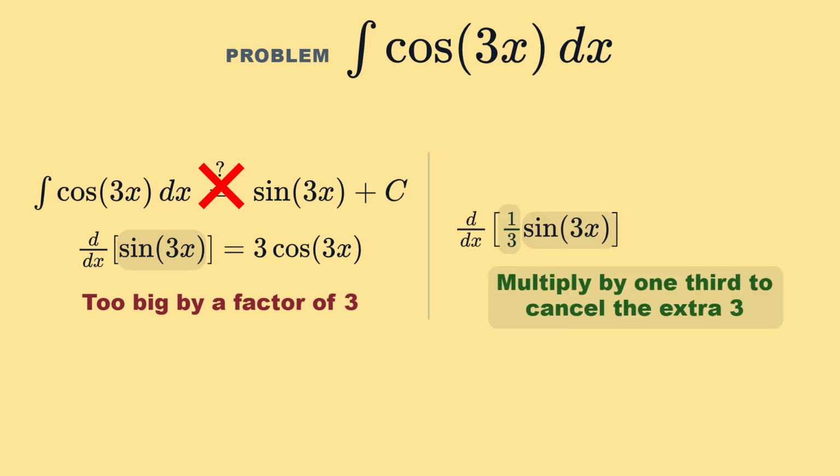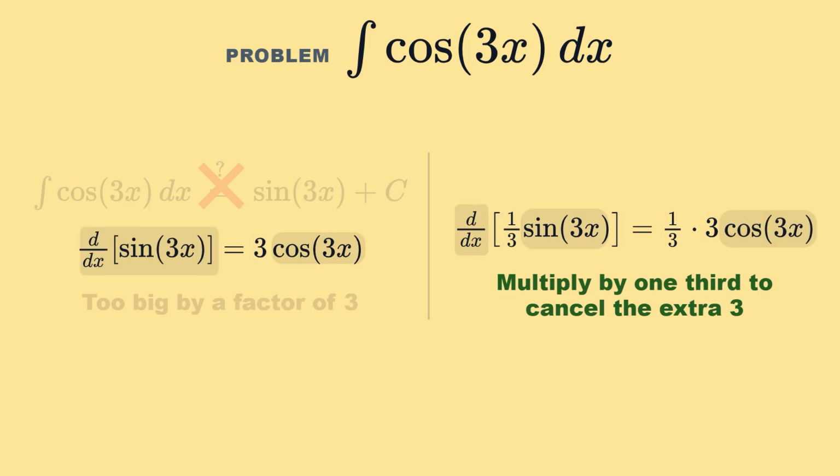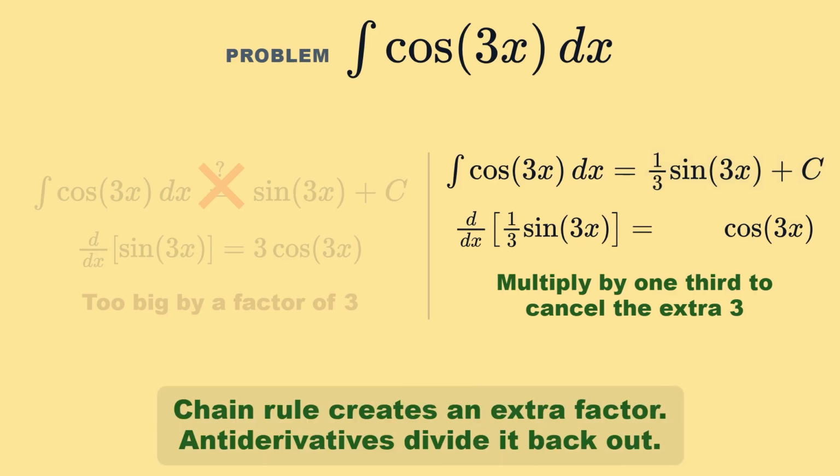We can check again. The derivative with respect to x of 1/3 times sine of 3x is equal to 1/3 times 3 times cosine of 3x. The 3 and the 1/3 will cancel out and we're just left with cosine of 3x. Perfect, we found our answer, right? Since the derivative with respect to x of 1/3 sine of 3x is equal to cosine of 3x, we know that the integral of cosine of 3x dx is equal to 1/3 sine of 3x plus c.